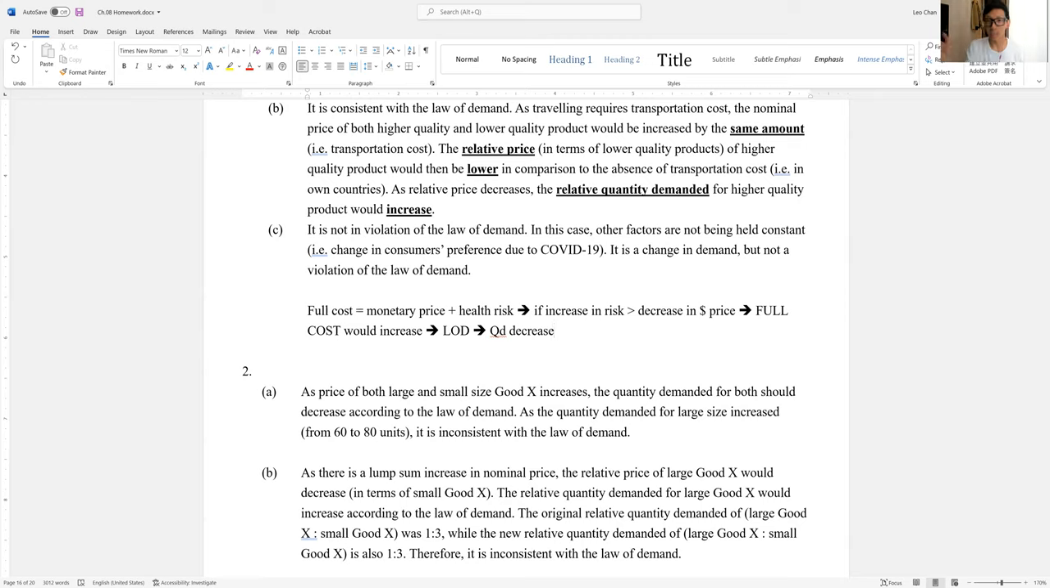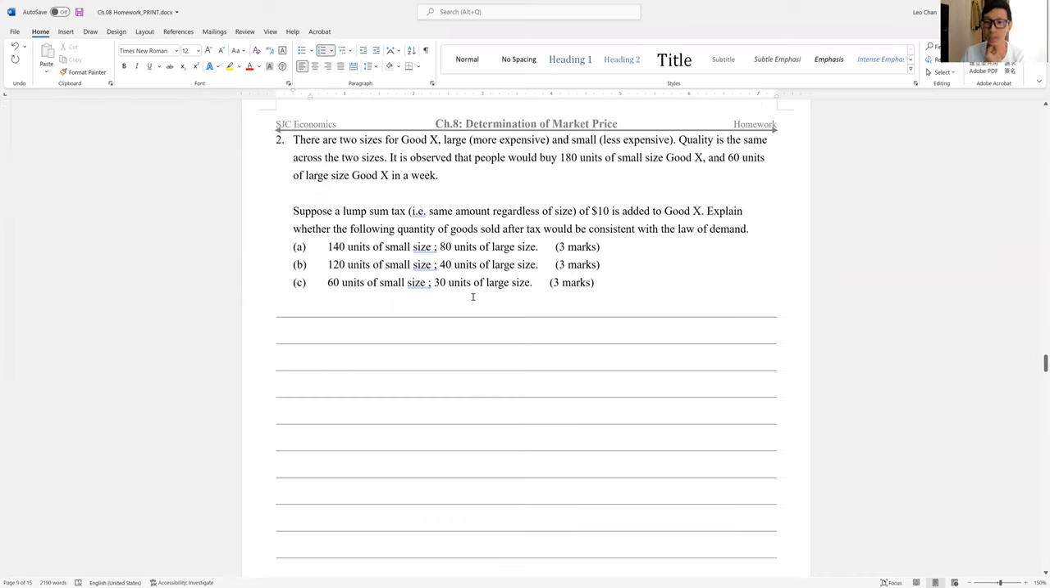Either way, it is not in violation of the law of demand. 兩個都冇違反 law of demand 啦，係咪？Either explanation, it is not in violation of the law of demand. Okay, 得唔得？So both are acceptable. All right, 好嘛，好啦，睇埋最后一条啦。Now, finally, the last question. It's a question that unfortunately I couldn't find during lesson, right?